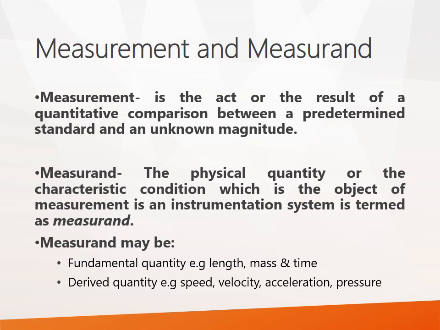Derived quantity. Derived quantity means it is the product or ratio of fundamental quantities. For example, speed, velocity, acceleration, pressure. So for example, if you see the unit, it is meters per second. So meter and second. So it is the ratio of meter and second that is derived from the fundamental quantities.